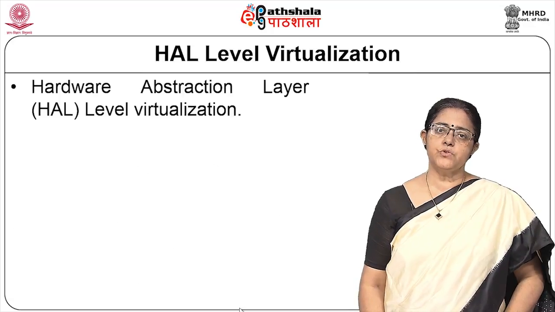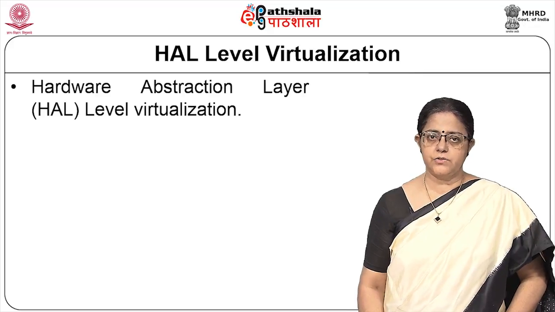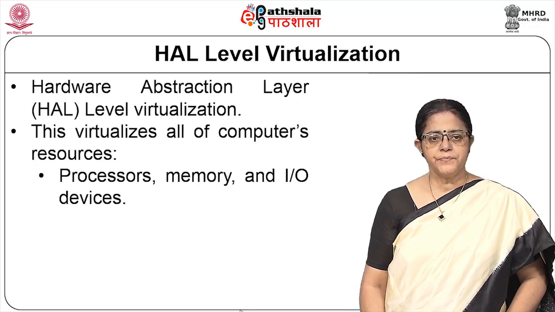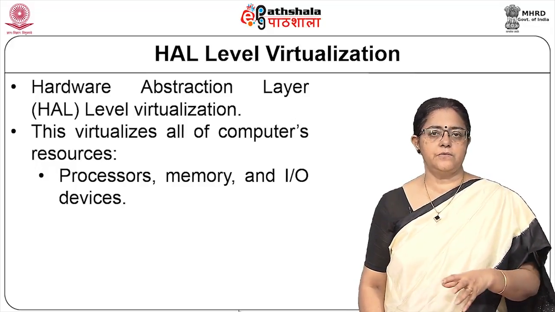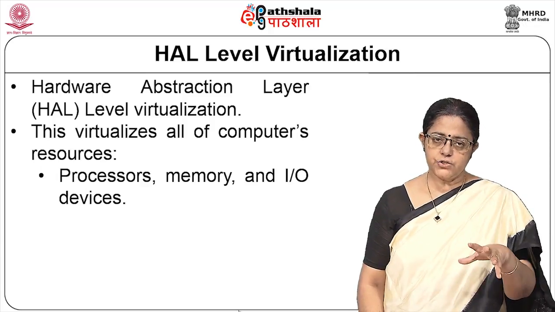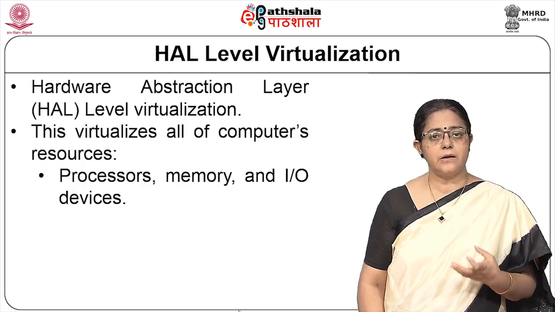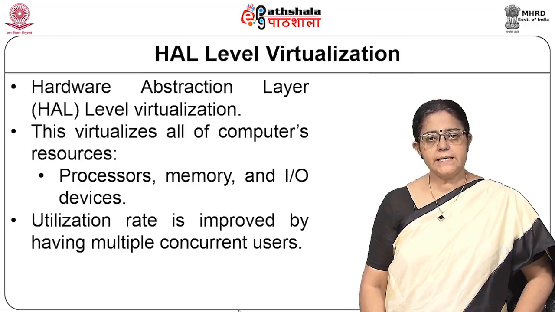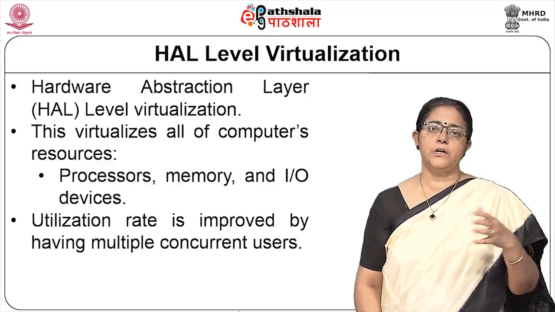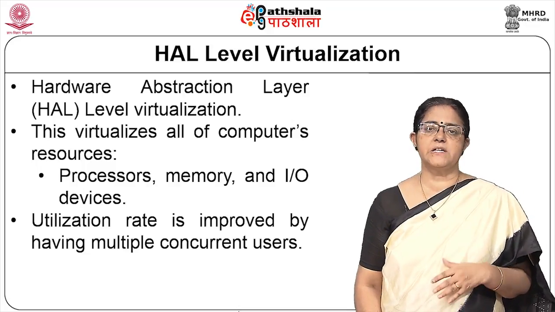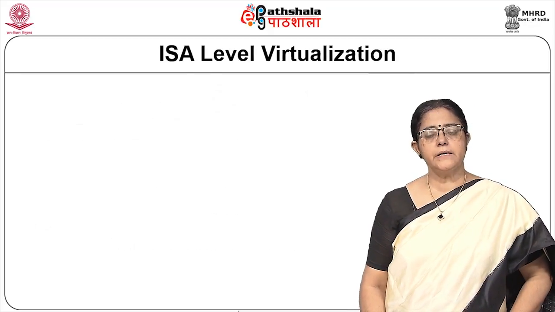Then comes perhaps the most popular virtualization, which is the hardware abstraction layer virtualization or HAL level virtualization. This virtualizes the hardware, the processor, the memory, the IO devices, this whole bunch of components that our machine contains, all these are virtualized. By virtualizing this, we can improve the usage of the hardware, especially the processor. Xen and VMware are examples of that.